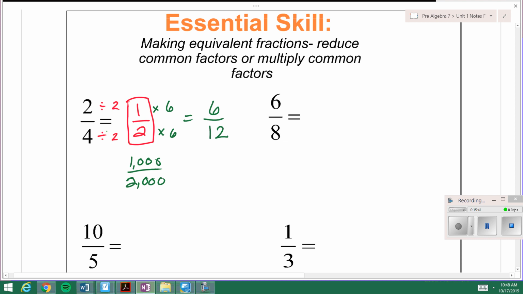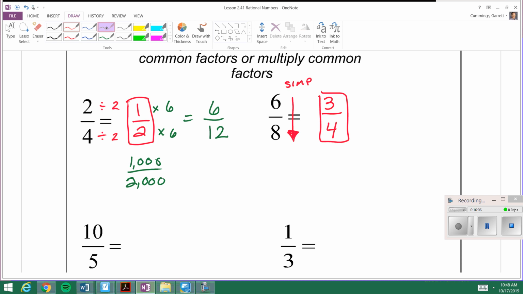The numerator and the denominator get the same factor. You're good to go. Let's go ahead. Let's first and foremost reduce 6/8 to its simplest form. If you see this arrow pointing down across a fraction, like your calculator says, that means it can be simplified or reduced, right? 6/8 reduces common factors down to 3/4. That would be the simplest version of that rational number.